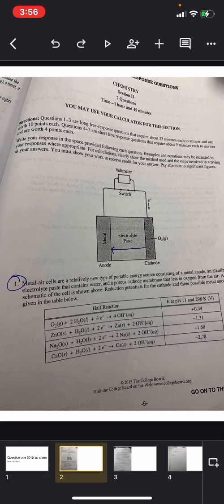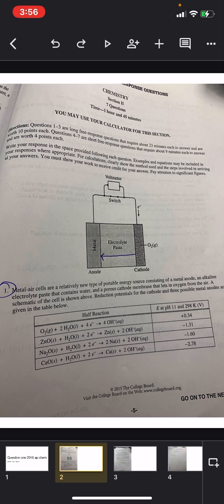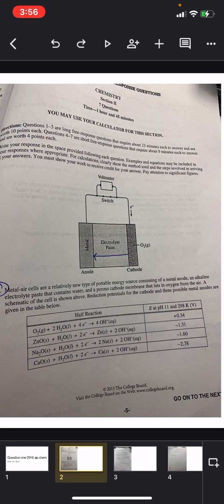For the first question on the 2015 AP exam, it says metal air cells are a relatively new type of portable energy source consisting of a metal anode, an alkaline electrolyte paste that contains water, and a porous cathode membrane that lets in oxygen from the air. A schematic of the cell is shown above, and reduction potentials for the cathode and 3 possible metal anodes are given in the table below.